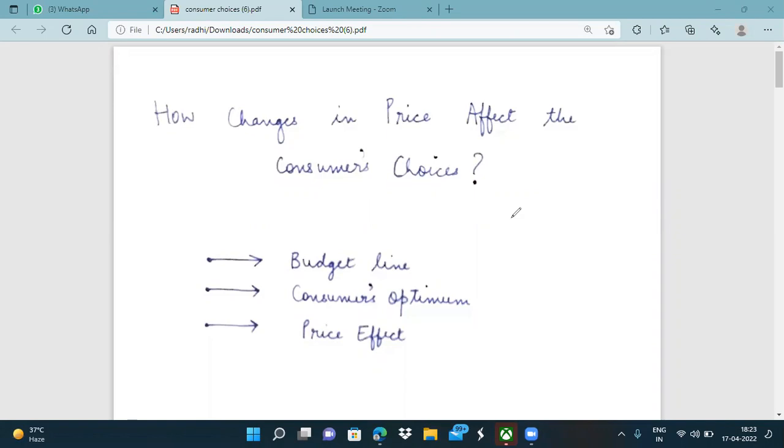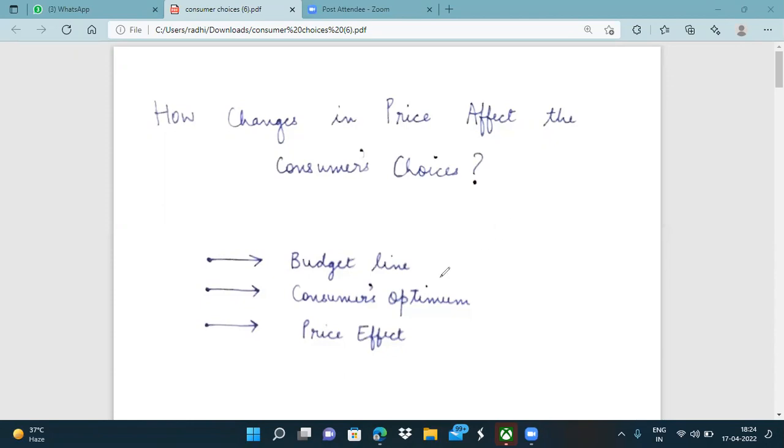So today in this video, we are going to cover the topic of how changes in price affect the consumer's choices. So what do we mean by this question? We mean that when the price of a commodity changes, whether it increases or decreases, it tends the consumer to change their consumption levels. So whether the consumer will respond by increasing or decreasing their consumption, we are going to study that.